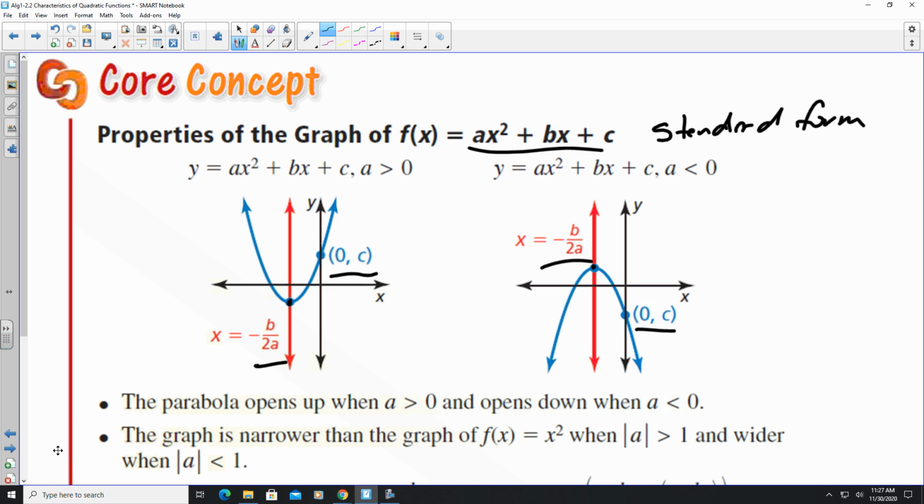And then if you look here, we got x-intercepts here and here and also here and also here. We can find that out by factoring. We can find that out by quadratic formula. You know, there's different ways that we can discover what those x-intercepts are. All right.